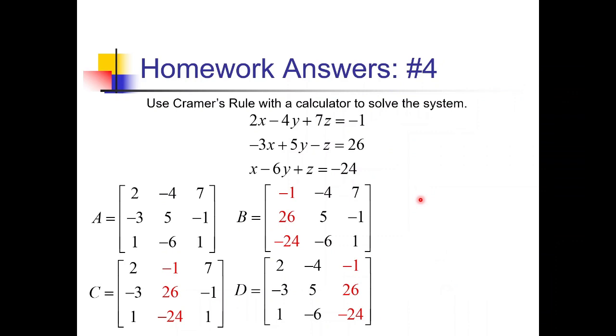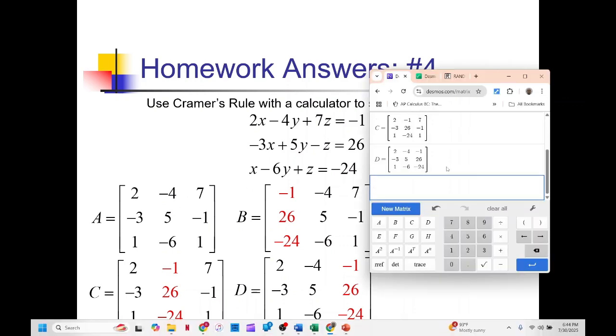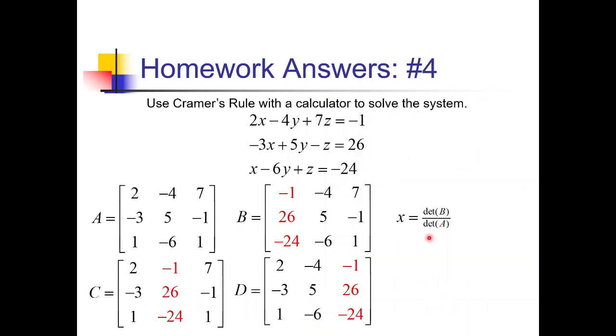To get the x value, I need to do the determinant of b divided by the determinant of a. Let me do that on my calculator. So determinant b with parentheses divided by determinant a comes out to -3. Seems likely.